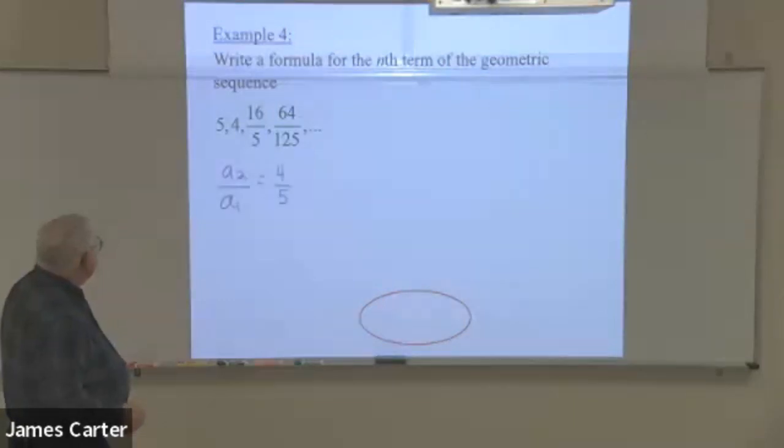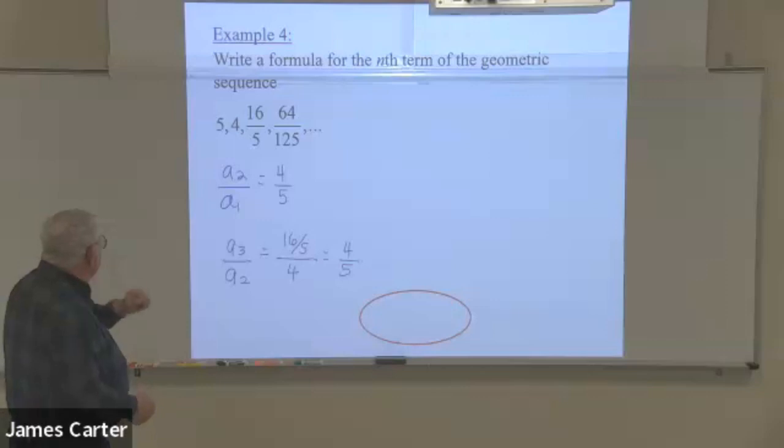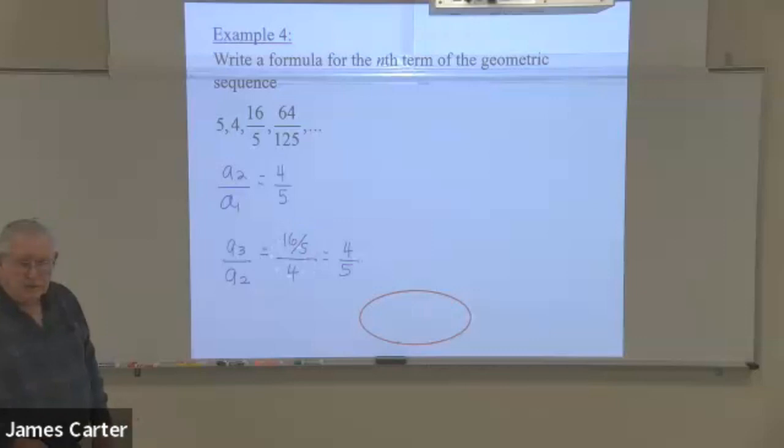The first thing we need to do is find our common ratio by dividing the second one by the first one, the third one by the second one, whatever. So here the second one divided by the first gives us 4/5. We try the third and the second, and although a little more complicated, we still get 4/5. So that pretty well confirms that our common ratio happens to be 4/5.